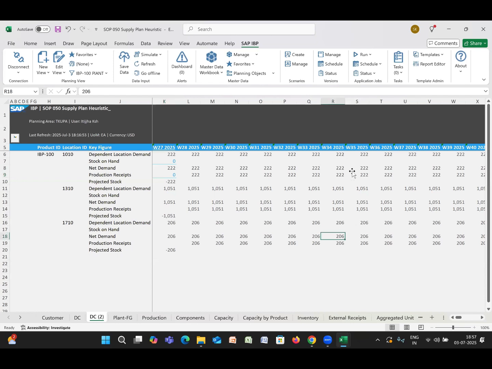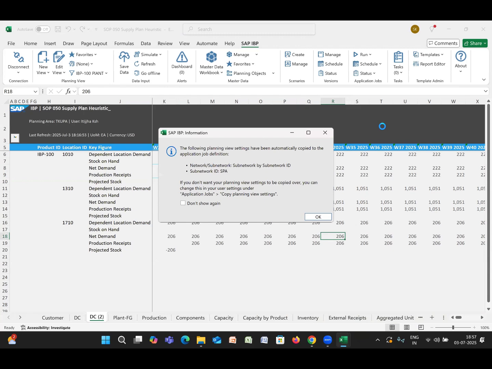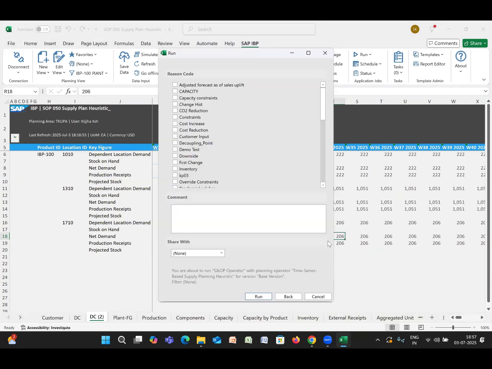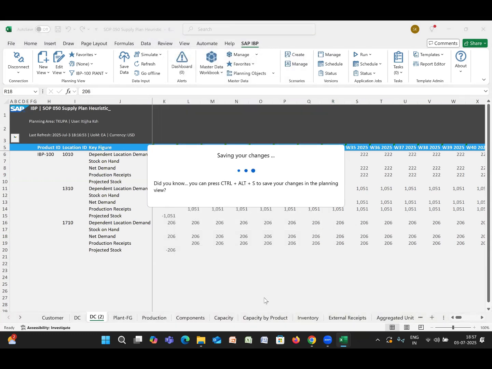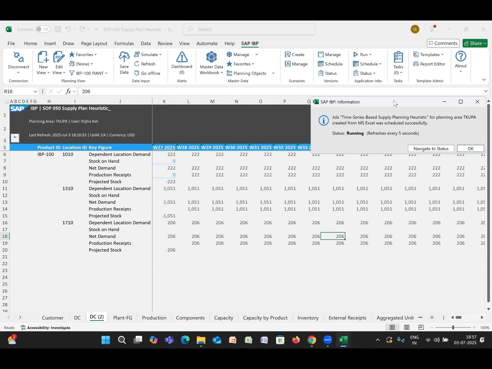So what do you expect now? Can anybody guess? While I'm running the heuristic. What will happen now? I have made the production lead time 2 weeks. So the projected stock will go higher. Means minus 222, minus 222, so 444 till the second week. Why will it become 444? Because in the first week, how much will be the projected stock? In the second week, how much will be the projected stock? First week it will be minus 222. In second week it will be minus 444.